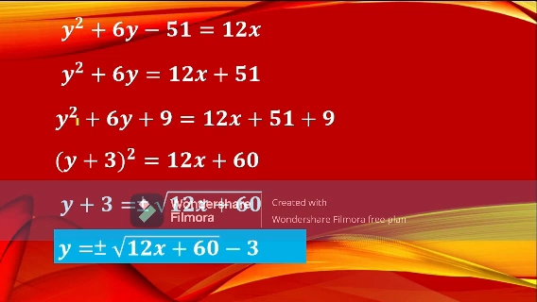So this is now a perfect square trinomial. It can be factored as y plus 3 quantity squared. Then is equal to 12x, copy 12x. 51 plus 9 is 60. Then copy y plus 3 is equal to plus and minus square root of 12x plus 60. So y is equal to plus and minus square root of 12x plus 60 minus 3. Okay, because we transpose 3 to the other side. So we have this equation solving for y in terms of x.